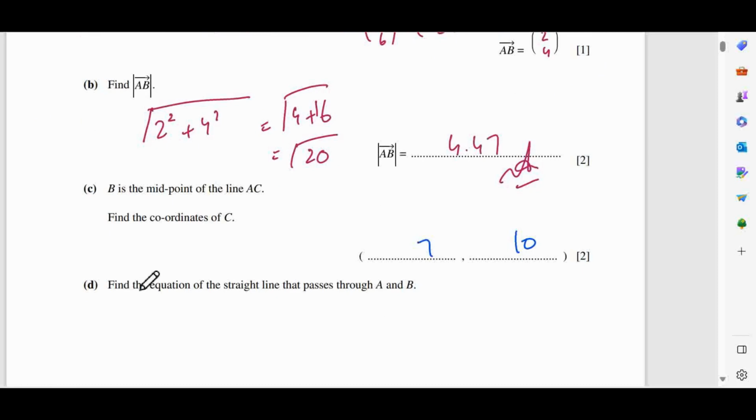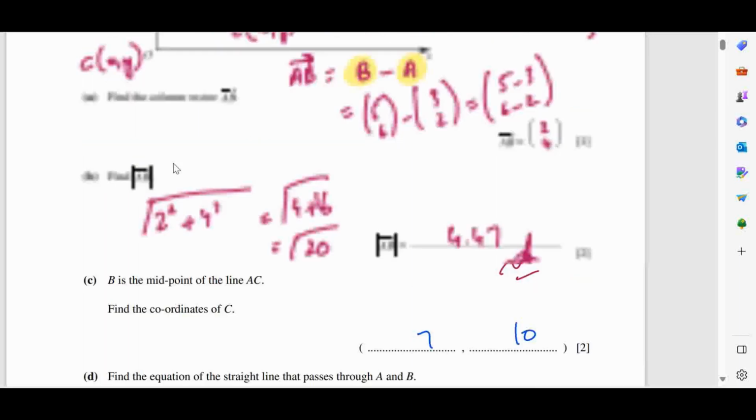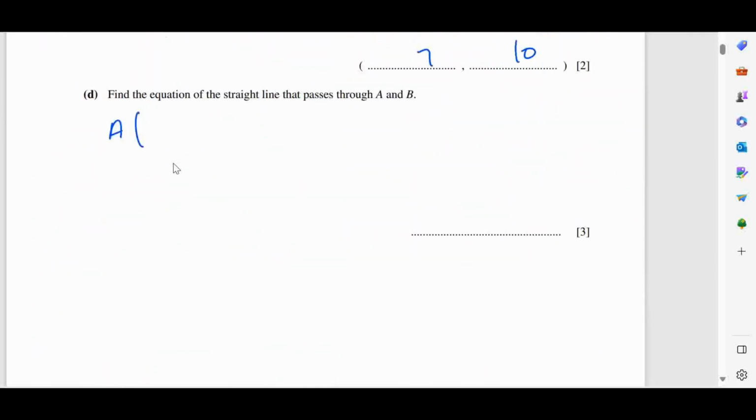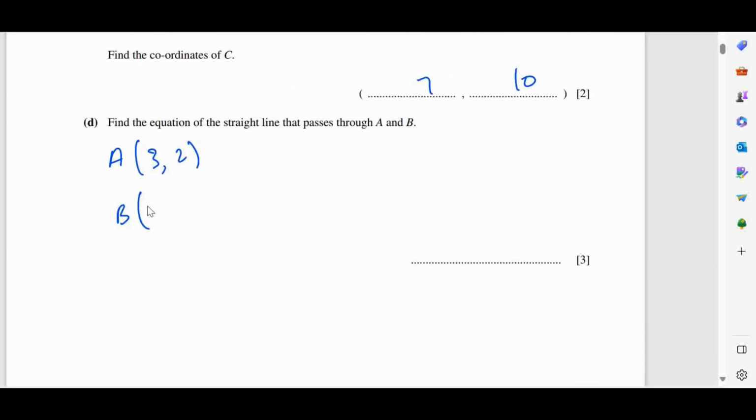Let's move to the next question. Part D: find the equation of the straight line passing through the points A and B. We know that the coordinates of A will be 3 and 2. The coordinates of B were 5 and 6. So we need to find the equation of this line. Whenever we have 2 points, we can easily find the equation of the line.